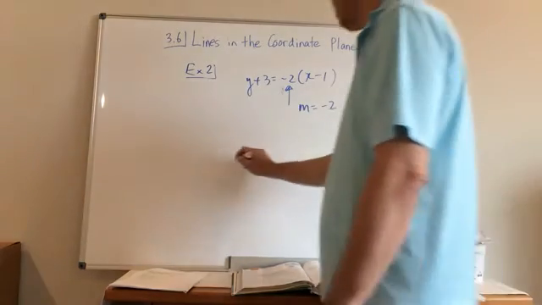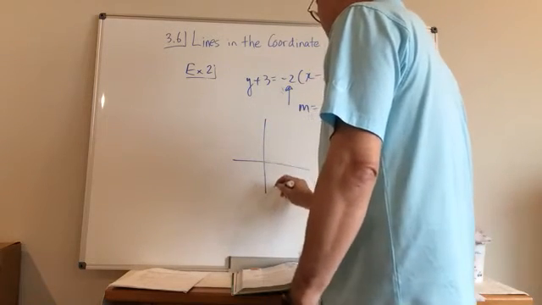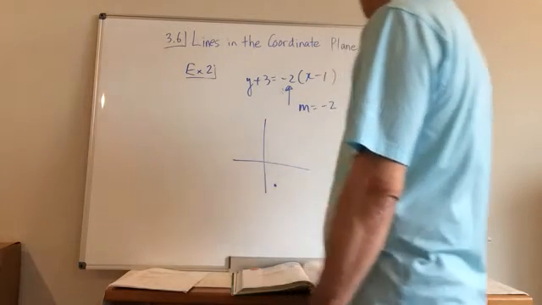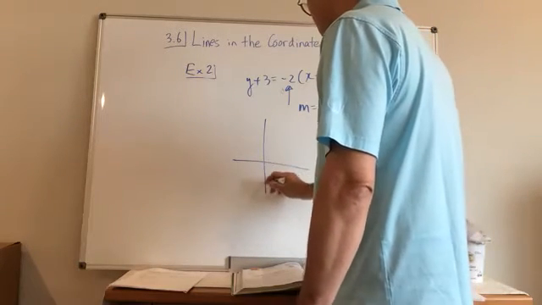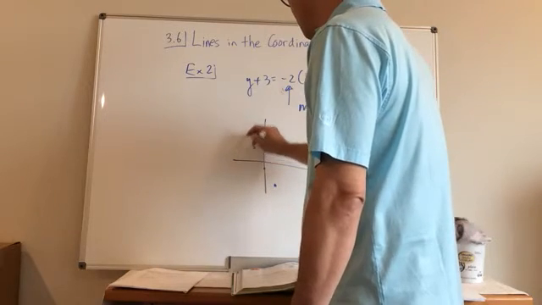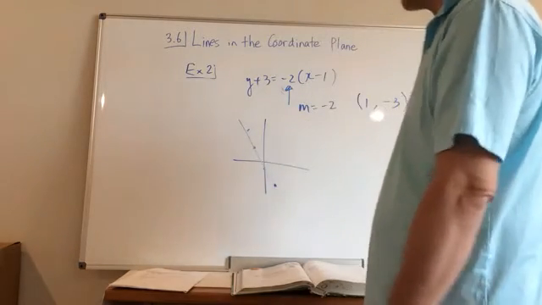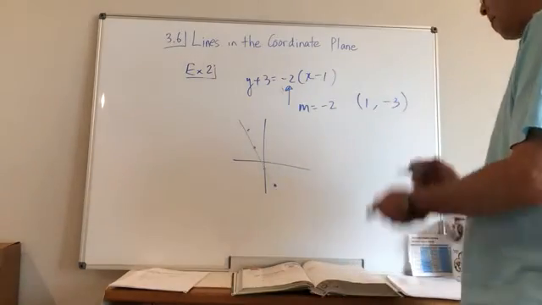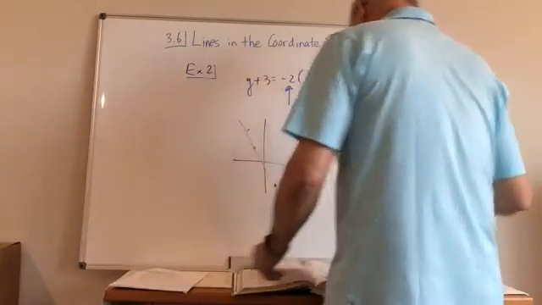Okay, so how would I draw this? I would go 1 and negative 3, right? And then that's a slope of negative 2. So I would go over 1, up 2, over 1, up 2, over 1, up 2. I would just go ahead and connect those dots. All right, that's pretty simple.